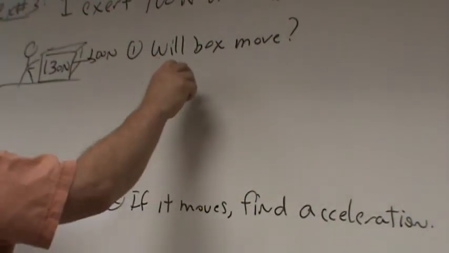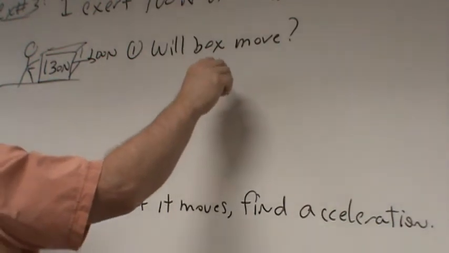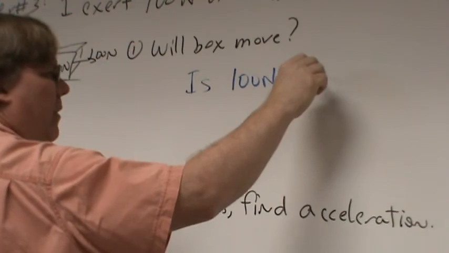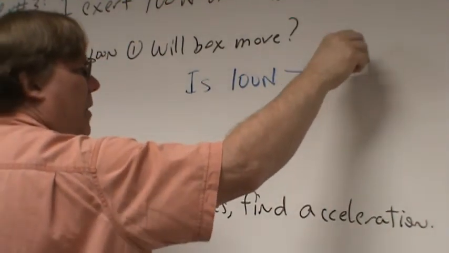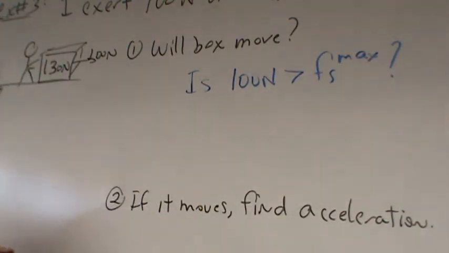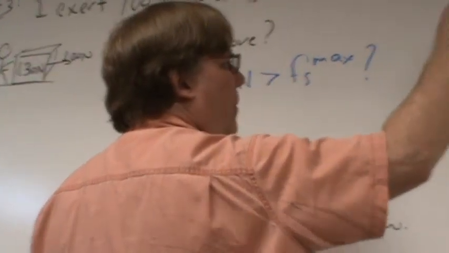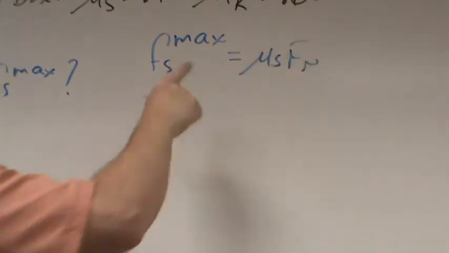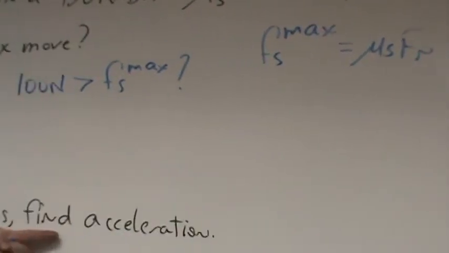So what you're really asking is, the 100 newtons force I'm exerting, is it bigger than the maximum static friction force? So that's the first question you're going to have to answer, which means you're going to have to find what the maximum static friction force is, which means you're going to have to use the formula maximum static friction force equals mu sub s F sub n, which means you're going to have to find what the normal force is on that box and do a free body diagram. And then if it moves, find the acceleration.